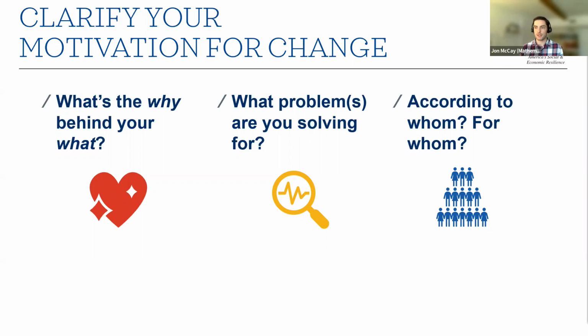Is it a problem because your director said it is a problem? Is it a problem because the data has a red line on that particular part of the report? Is it a problem because you're not meeting your WPR? For whom and according to whom are these things problems? There's no right or wrong answer there, but it's really important to be clear about these things.